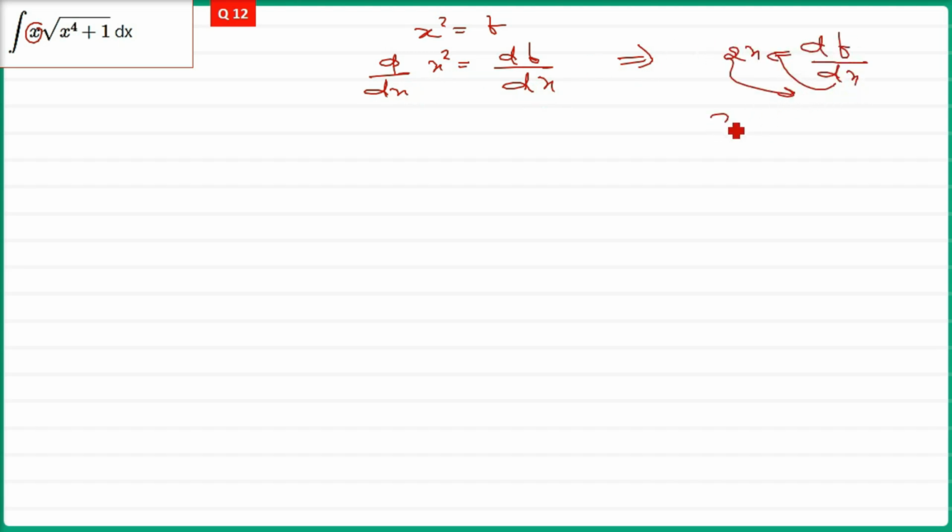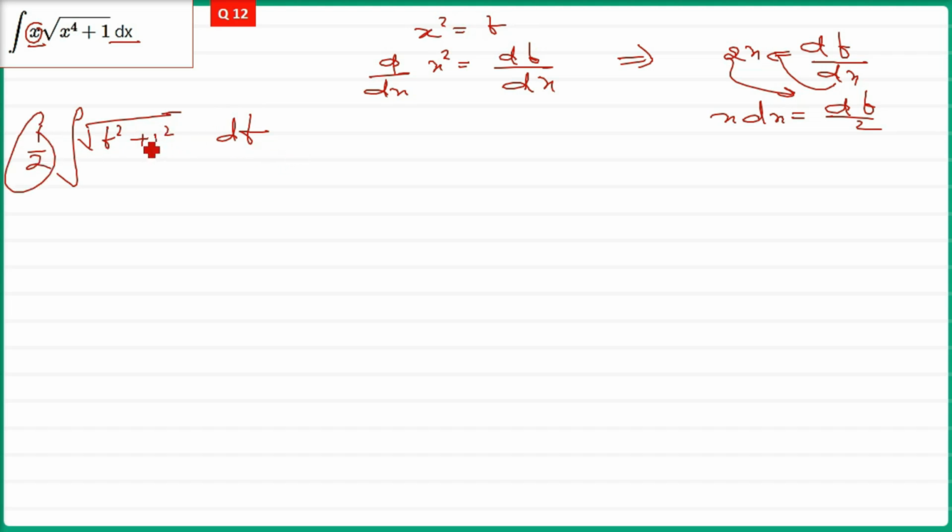Now you can just find x dx and keep everything on the other side. So x dx can now be placed as dt by 2. So I'm placing this dt by 2. Half is outside now. X to the power 4. X raised to 4 means what? X square is t, so x raised to 4 is t square. So t square plus 1 square.